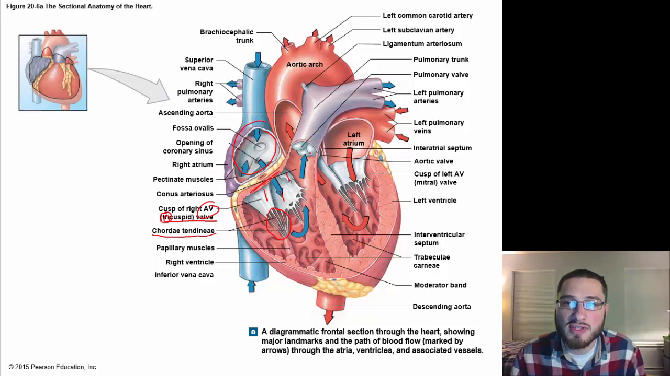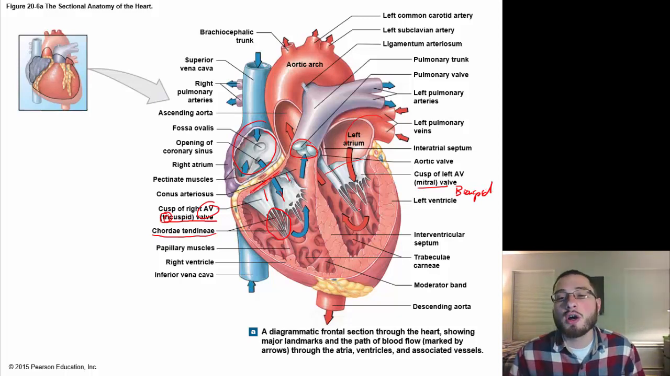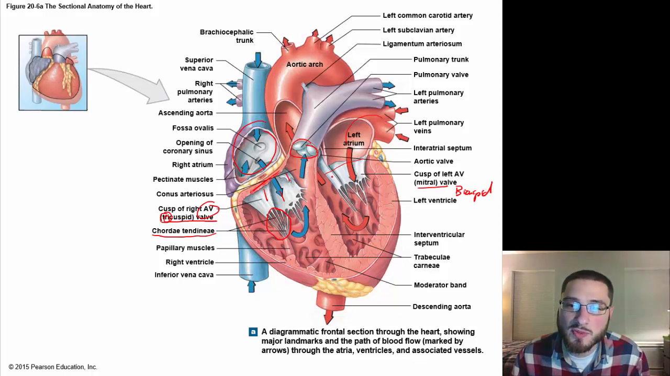Then from there, we have valves also here. This is the pulmonary valve, and then the blood goes through the pulmonary arteries to the lungs, and back through the pulmonary veins into the left atrium. The left atrium has its own atrioventricular or AV valve called the mitral valve, sometimes called the bicuspid valve. Bicuspid, mitral, same thing.